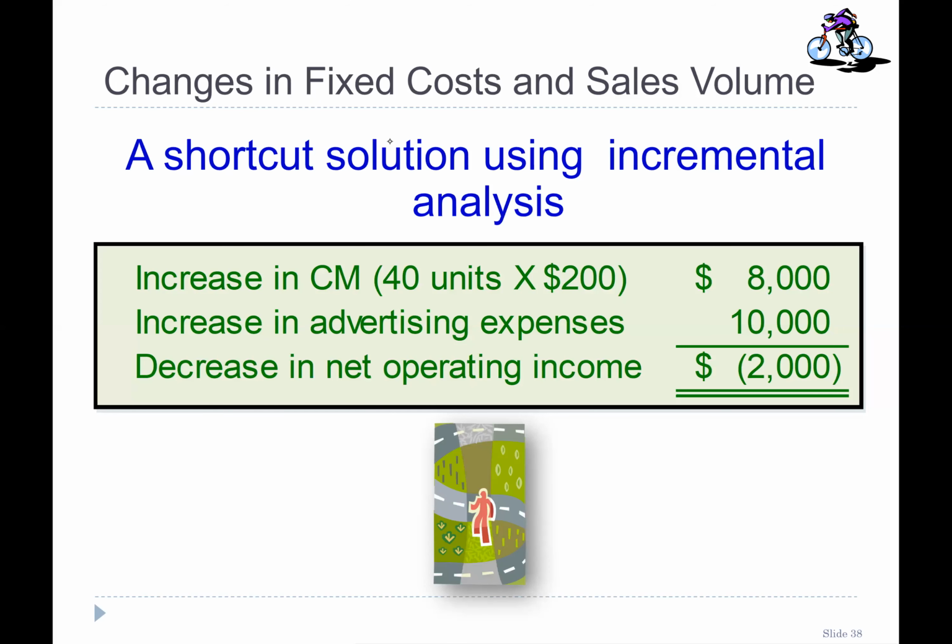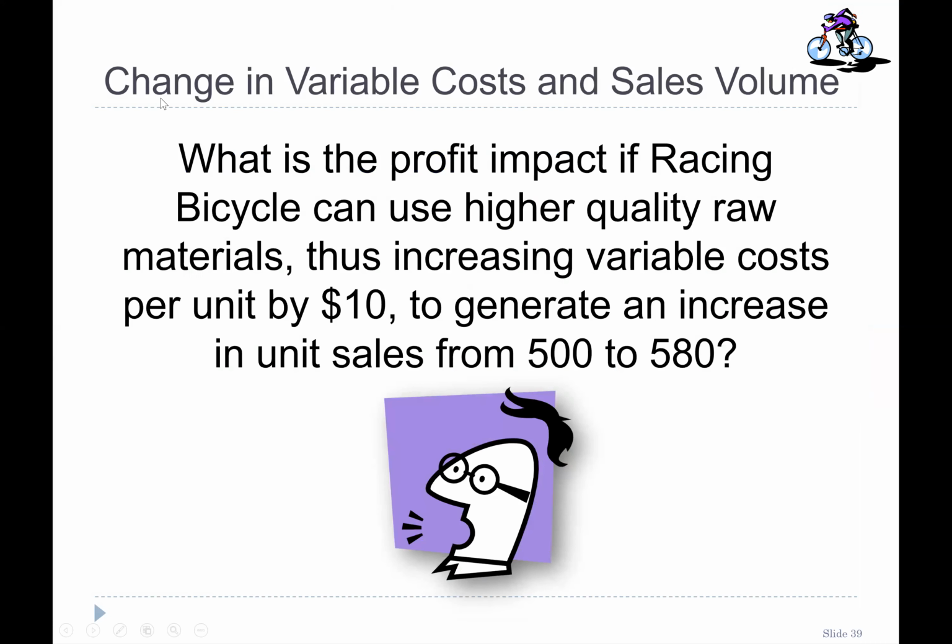Okay, class, welcome back after the break. So we said before the break that we will be doing this example. So let's just talk about this: the change in variable cost and sales volume. Before that, what we have done is we changed the sales volume and fixed cost. But let's just talk about that. What if we change the variable cost and the sales volume simultaneously?